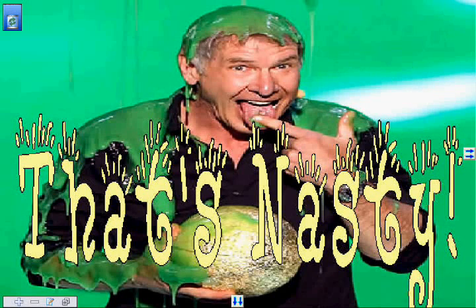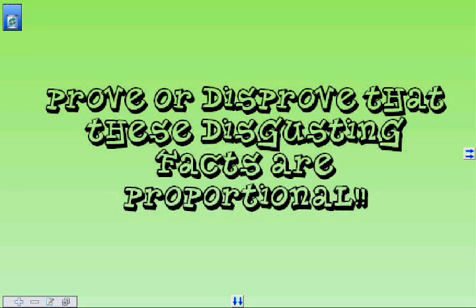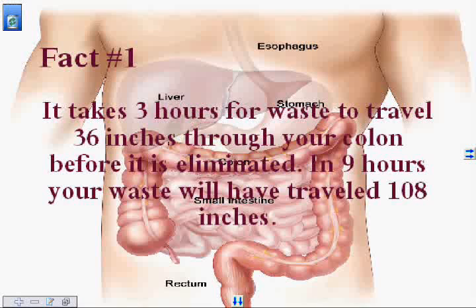So let's get into some grossology. That's nasty. We're going to take some nasty information and determine if the facts in there are proportional. So the instructions are: prove or disprove that these disgusting facts are proportional. So here's our first example.